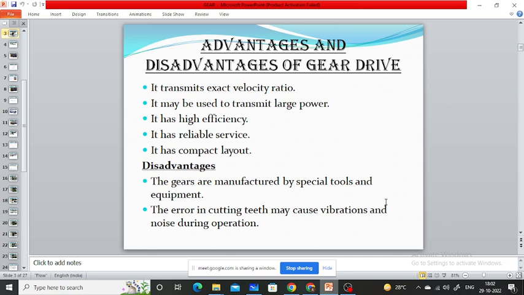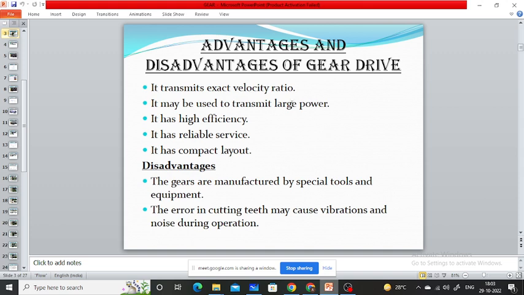The basic advantages of the gears are: first, they transmit exact velocity ratio. Second, they can transmit large powers, and the efficiency of the gears is high compared to other power transmission systems like belts and chains. They are reliable, and the layout of the gears is very compact. The gears are manufactured by special tools and equipment, so the manufacturing of the gears is very difficult.